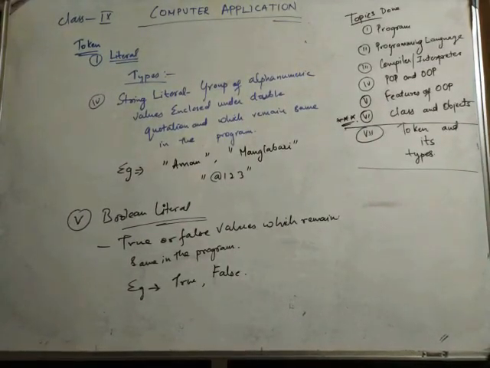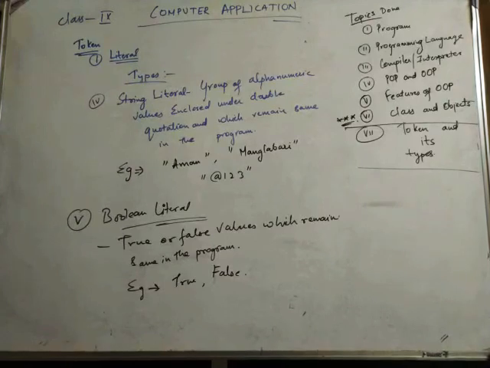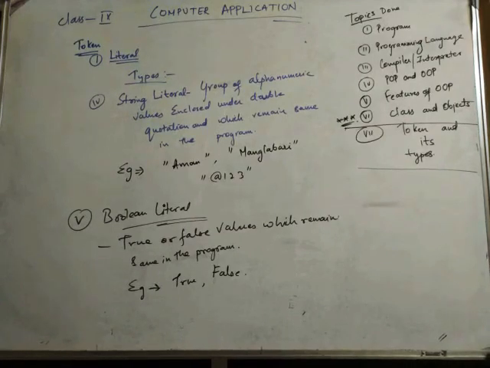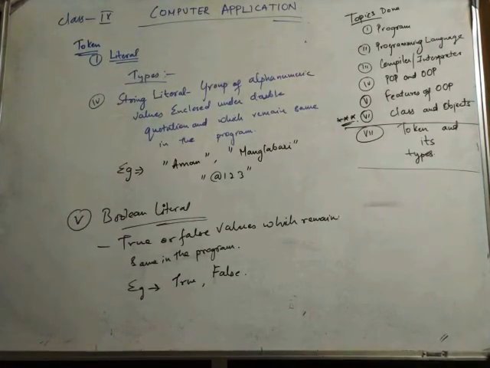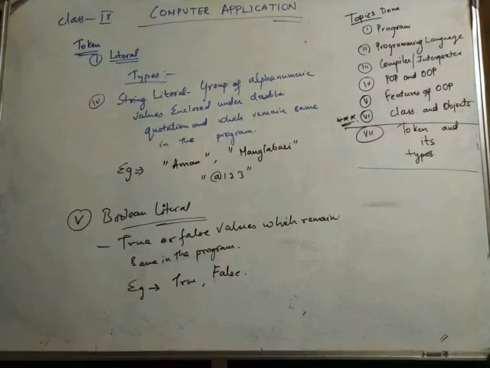So we learned basically 5 types of literal. First, what was literal? Literal was constant values which remain same in the program. Then we learned integer literal: whole number values, positive, negative, which remain same in the program. Floating point literal: decimal values which remain same in the program. Character literal: single alphanumeric values enclosed under single quotation which remain same in the program. String literal: group of alphanumeric values enclosed under double quotation which remain same in the program. And the Boolean literal is true or false value which remains same in the program. So these are the basic 5 types of literals in Java, constant values in Java.